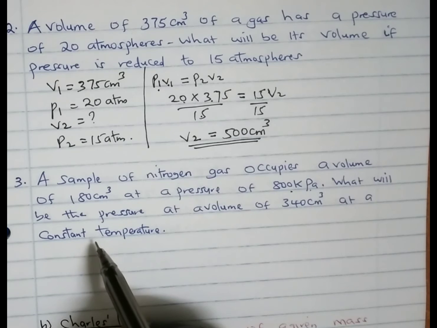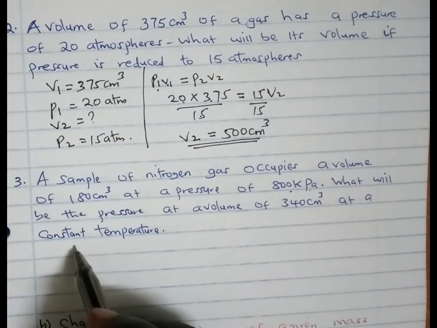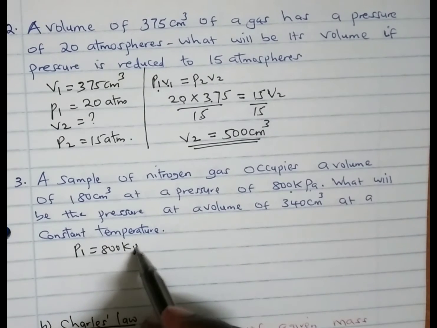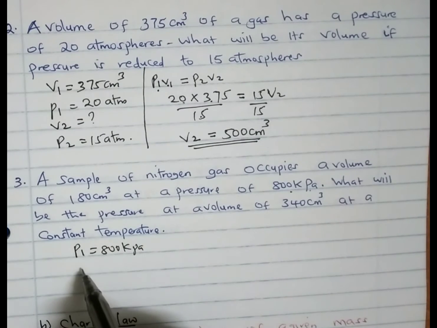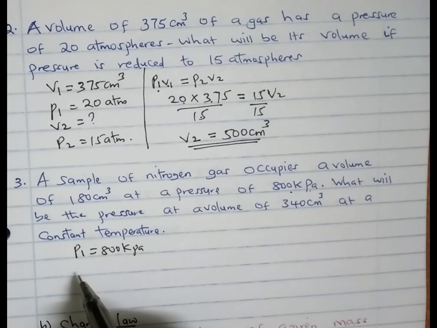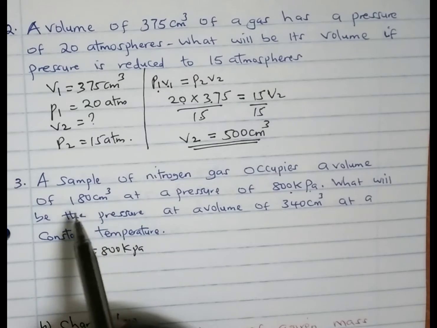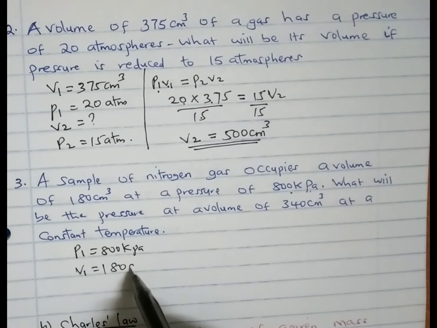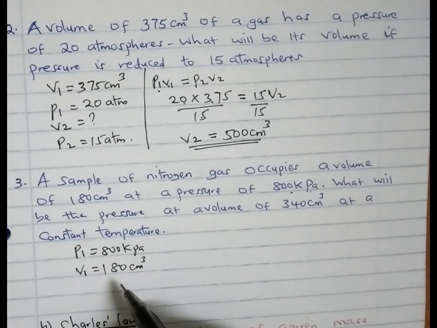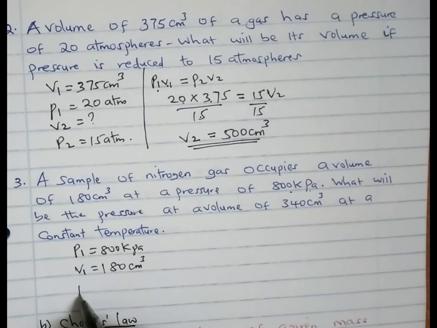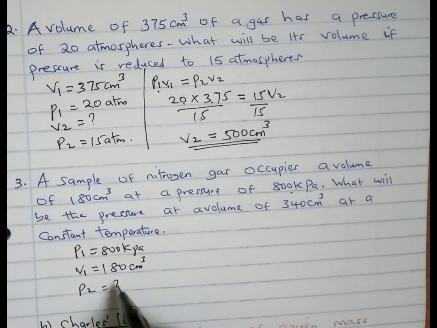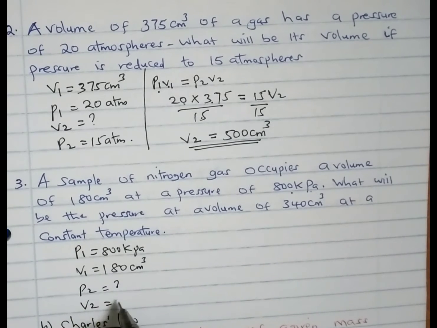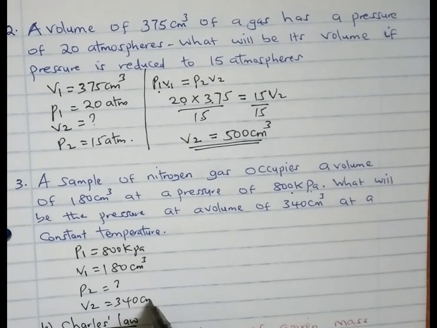We have been given pressure 1 as 800 kilopascals, and also a volume 1 of 180 cm³. What will be the pressure, that is pressure 2, that is missing, at a volume, that is V2, of 340 cm³?